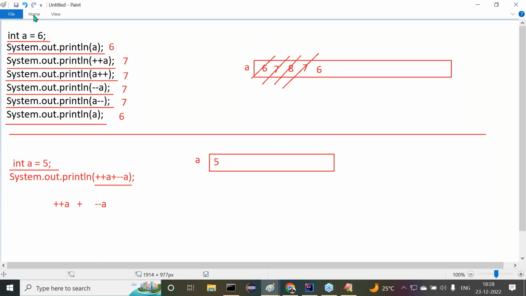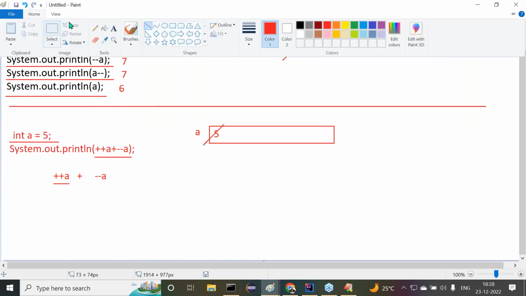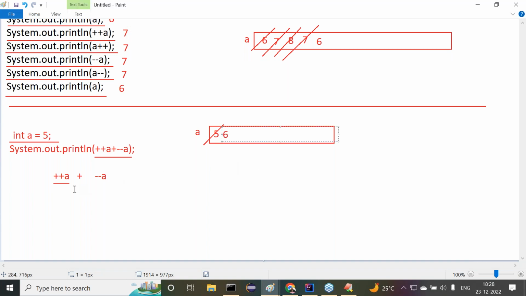First of all, we have to complete ++a. That is pre-increment. Pre-increment means first, the value of a will be incremented by 1 in memory. So here we are getting the value 6. The 6 value will participate in our expression.